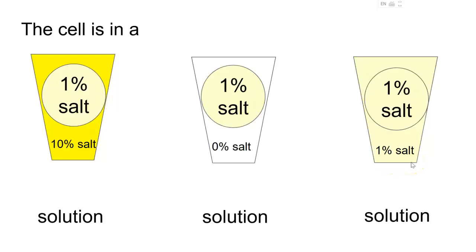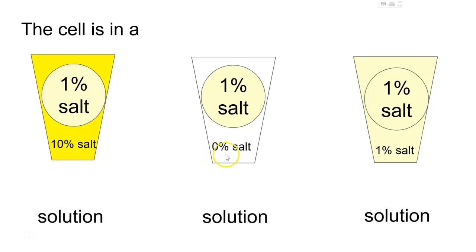Okay. Now, let's go back to this. In this case, we need to think through which way the water is going to move. Is it going to go into the cell or out of the cell? Water is always going to move towards the salty. So in this case, water is going to leave the inside of the cell and go to the outside solution towards the salty. It's going to try to equal out this imbalance.